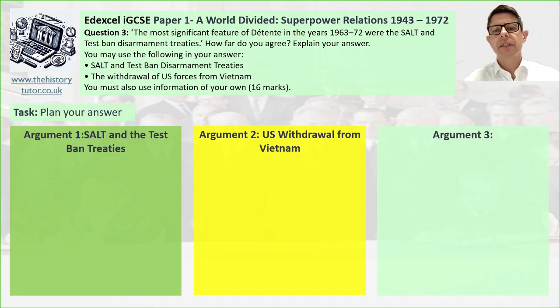To do that, we're going to need some examples of the ideas we've got. So maybe an example of the SALT or test ban treaty. Then we're going to need to explain an impact, how it was a significant feature of Detente, for instance. Okay, and then we can start to evaluate those ideas.